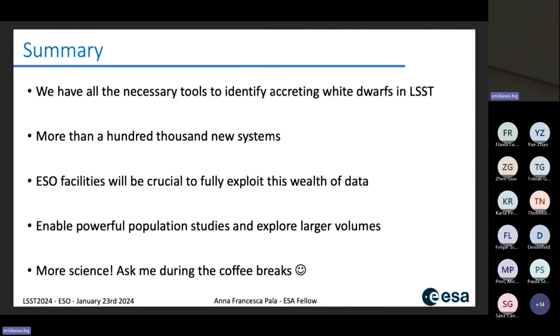And this is my last slide, just to summarize. LSST will come online soon. We have all the tools to efficiently mine the database, so we have all the tools to find accreting white dwarfs. ESO will provide us all the facilities that we need for an efficient follow-up of these targets. And we will be able to carry out detailed population studies with which we can constrain the evolution of compact binaries, the emission of gravitational waves, and also the path towards supernova type Ia explosions.